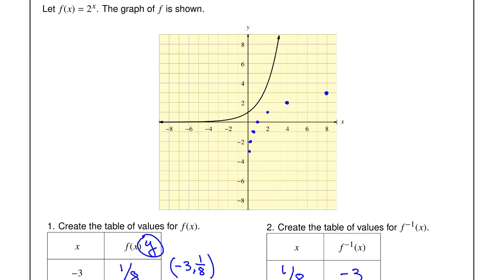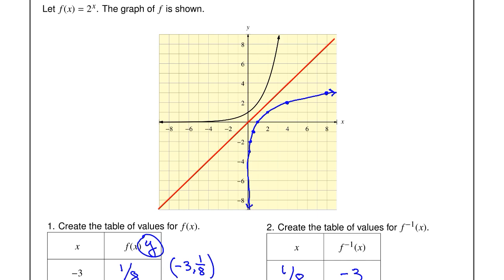Then it says graph f inverse by connecting the points. So I'm going to connect them, like so. There we go. Pretty good, not too bad. And it says remember that the graph of f inverse is the reflection of the graph of y equals f of x over what line? And that line is the line y equals x. And there you go.